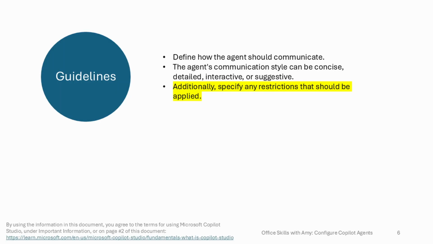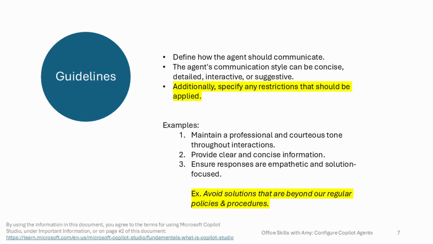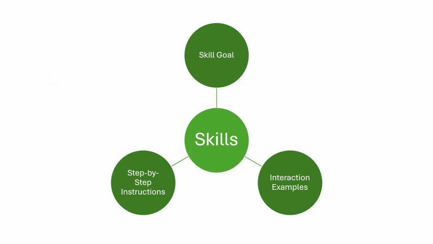Next are the guidelines, and this is where we define how the agent should communicate. The communication style can be concise, detailed, interactive, or suggestive. Additionally, we also want to include any specific restrictions that should be applied to our agent. So in our example, it might be to maintain a professional and courteous tone throughout interactions, clear and concise information, and ensuring that responses are empathetic and solution focused. Something that we might want to avoid is solutions that are beyond our regular policies and procedures. We will take a look at skills when we dive into the prompts component.